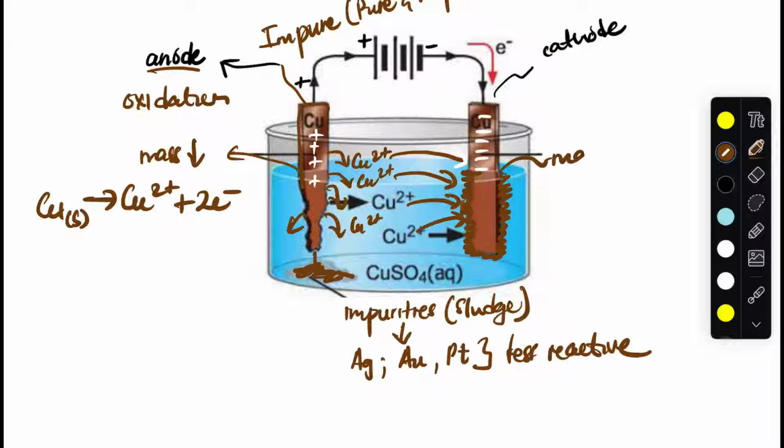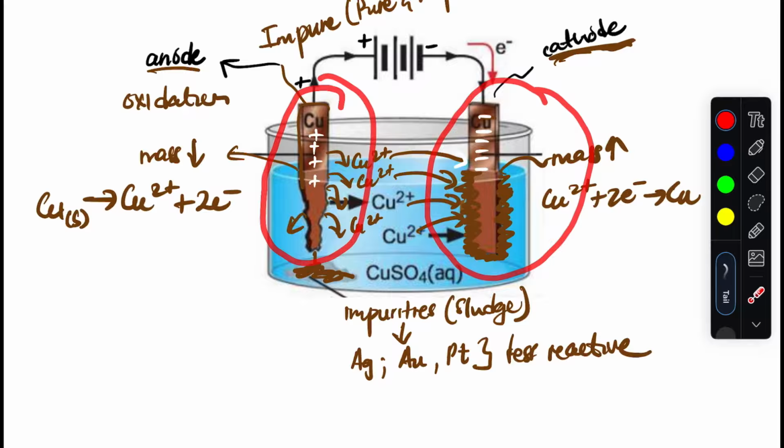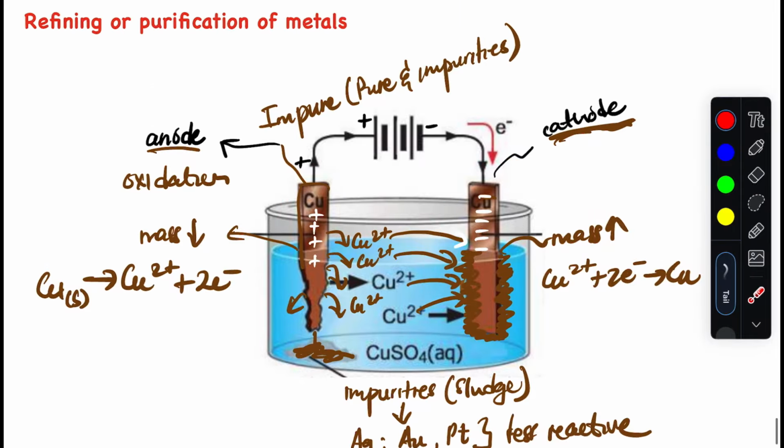So what is happening here? There is a mass increase in the cathode. The one that is gaining mass is always the cathode, right? The Cu2+ ions gain electrons and are reduced to form Cu, which is this solid deposition that is there. We call this purification. In a nutshell, we are taking what is pure from the impure and depositing it here. By doing this, we separated the pure from the impurities. We call this method electrorefining, or purification, or refinery.